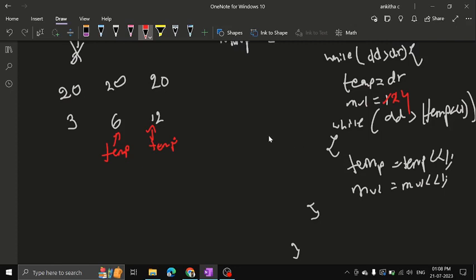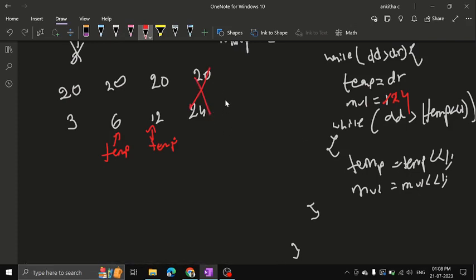So next, you again check. 20 you have. 12 to the how much? 24. So temp left shifted by 1, so 24 you have. This time if you check, this condition will not be satisfied. So you stop here. You won't go inside the loop.